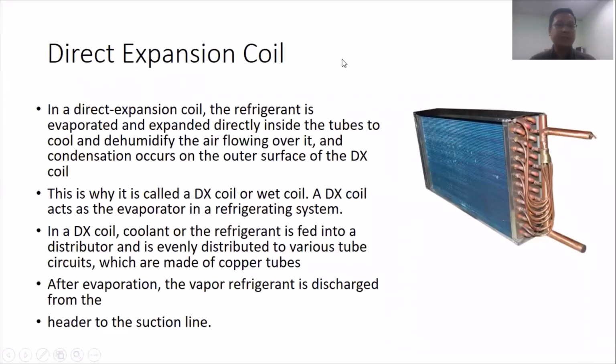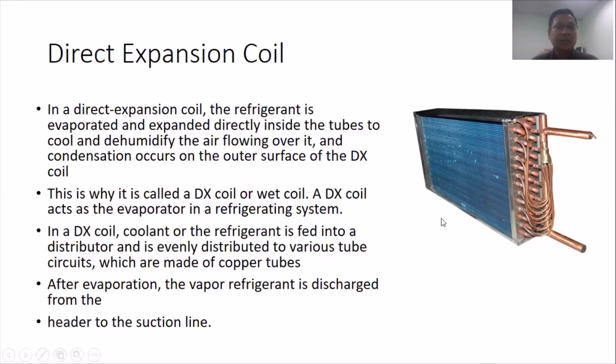Okay, now we go to the first type, the direct expansion coil. Sometimes we call it, in short, the DX coil, or just DX. In a direct expansion coil, the refrigerant is evaporated and expanded directly inside the tubes to cool and dehumidify the air flowing over it. And the condensation occurs on the outer surface of the DX coil.